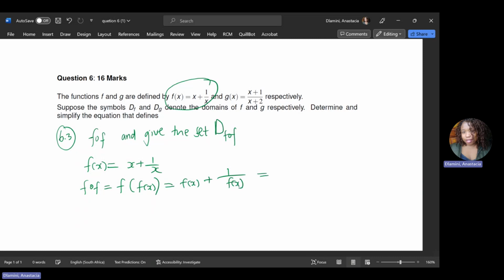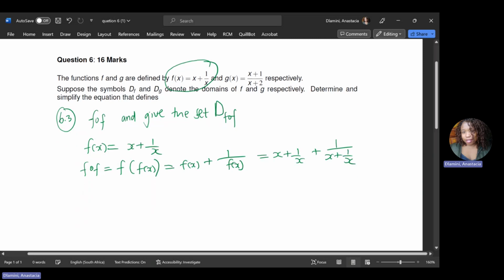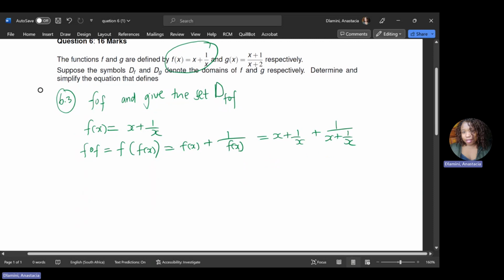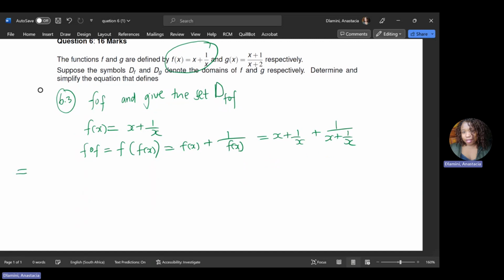Now we know that f of x is actually equal to x plus 1 over x. So now let's simplify this. Let's write it the way it is on this side. This is equal to x plus 1 over x plus 1 over x plus 1 over x. Let's try to simplify this term before we go further.